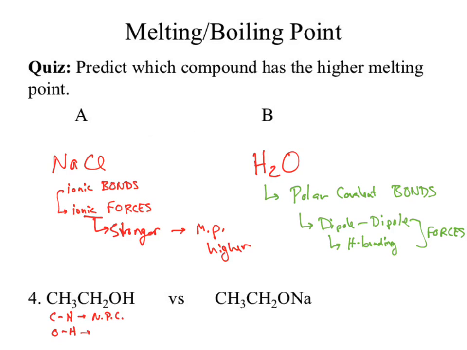What's the bond between the O and the H? Polar. It is a polar covalent bond. Once we know the bond, what do we move to? The force. What's the force between carbon and hydrogen? What's that going to generate? It's the London dispersion. That is our London dispersion force.